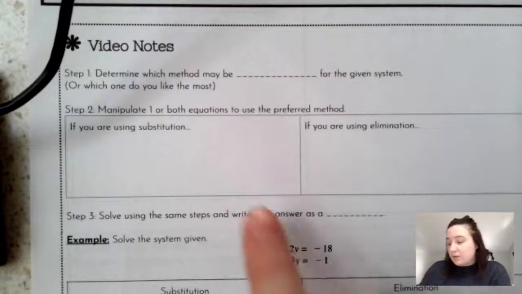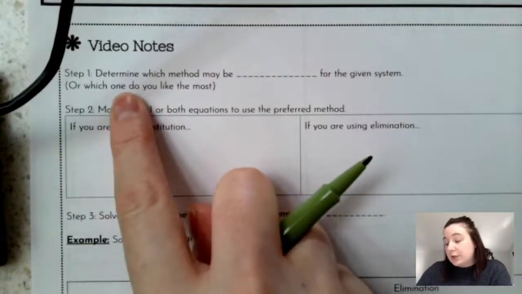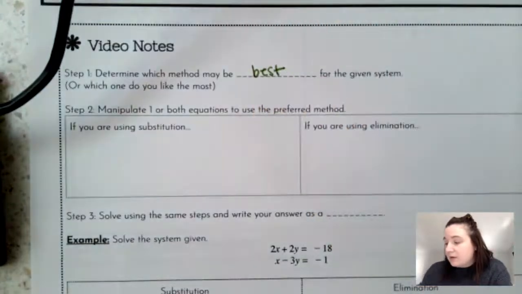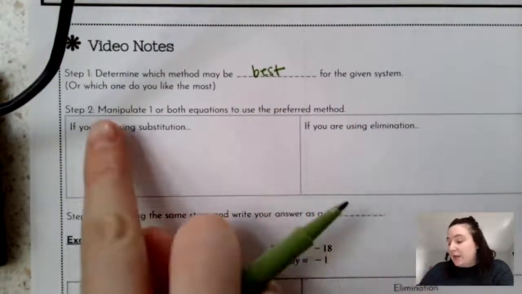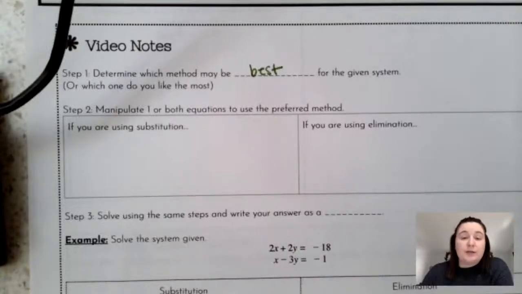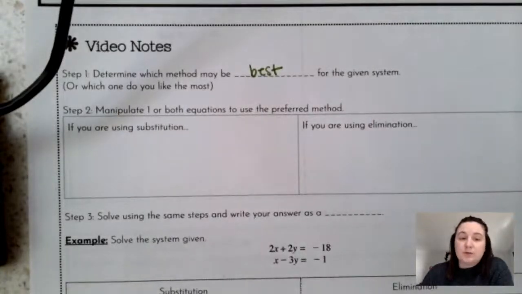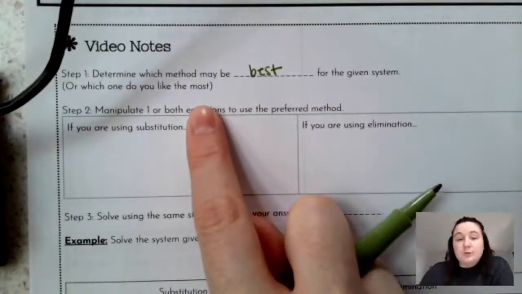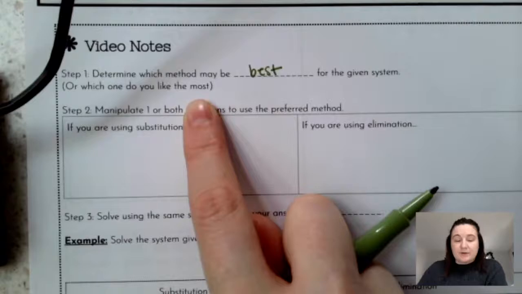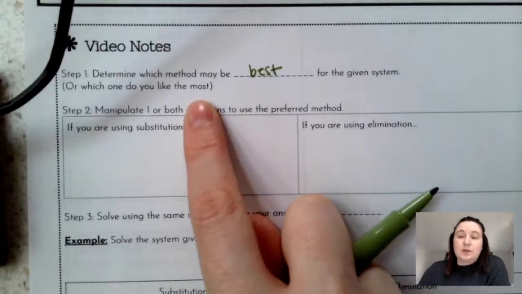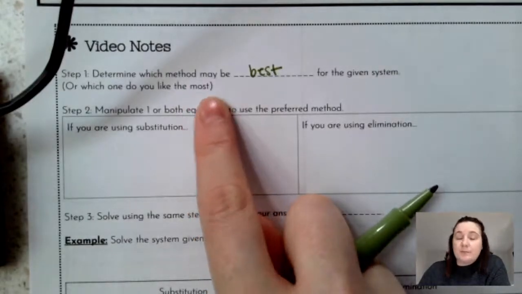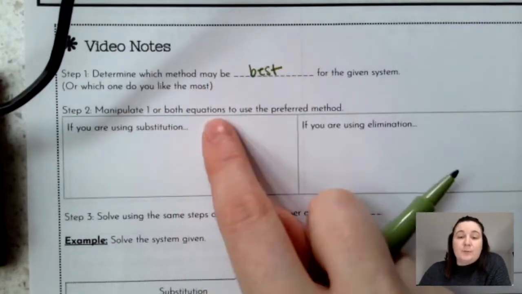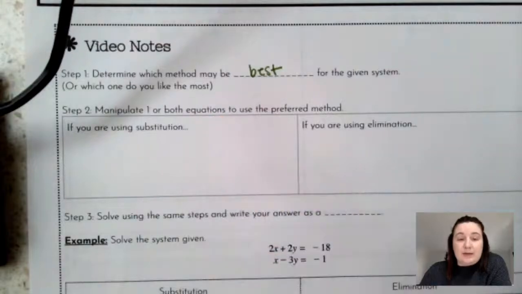So our first step is to determine which method may be best for the given system, or which one you like the most. The only reason we say that is that for some people it makes the most sense to do elimination every single time no matter what, because that's what they're really good at. For some people, it makes sense to switch back and forth depending on what the problem looks like.